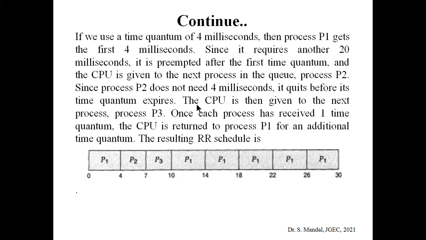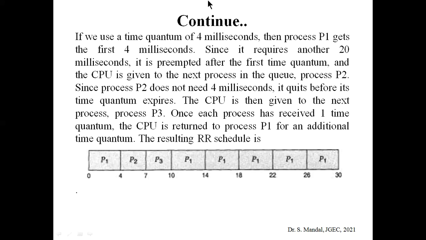That means for any process, the process execution time will be 4 millisecond, and after that the process will move into the ready queue, and the next process will be executed. So again, after another time quantum or time slice, that process will be executed, and after that the next process will be executed. Like this it will be continued until all the processes are completed.